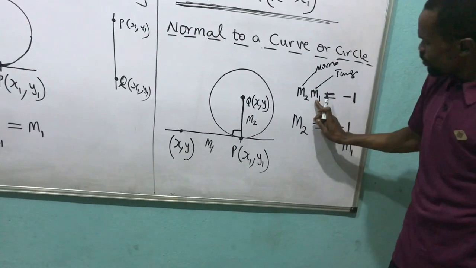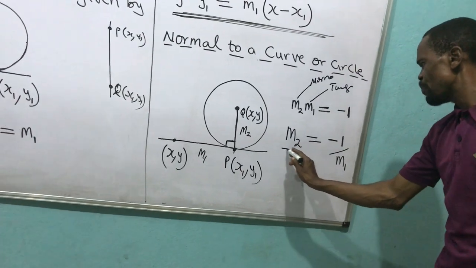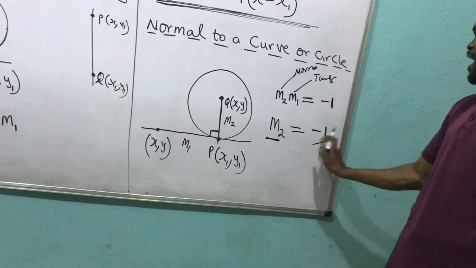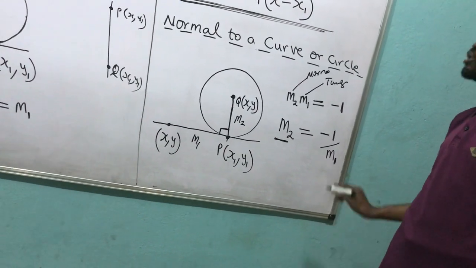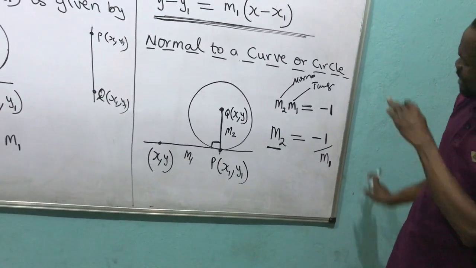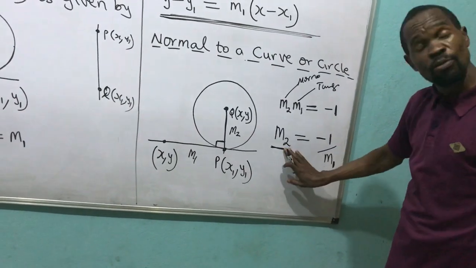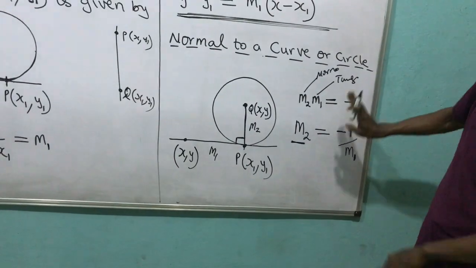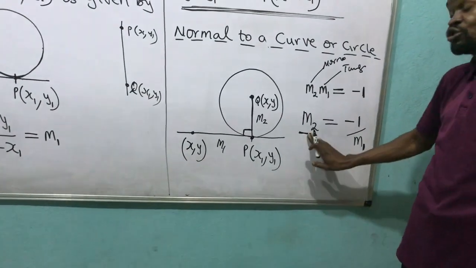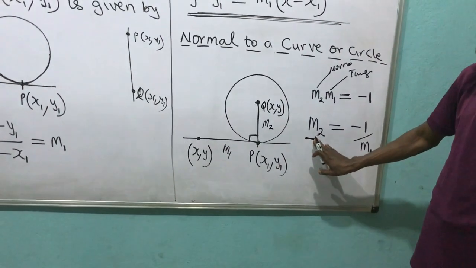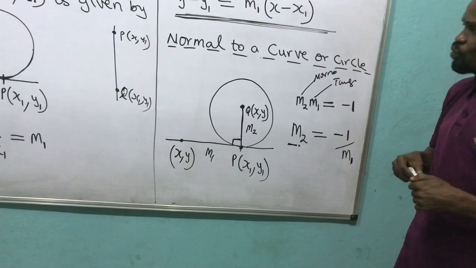Now, the slope of the normal and the slope of the tangent give me -1. Therefore, making the slope of the normal the subject of the formula, I have -1 over M1, and M1 is the slope of the tangent. So the negative inverse of the slope of the tangent gives me the slope of the normal line. Since I have gotten the slope of the normal line, I can form the normal equation.